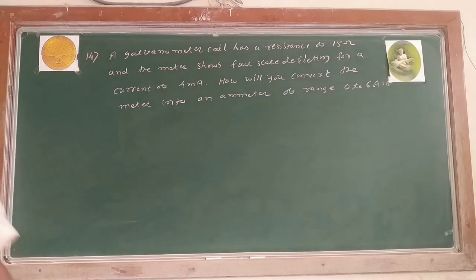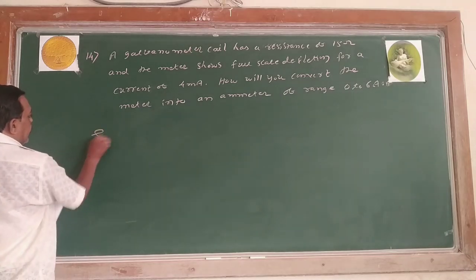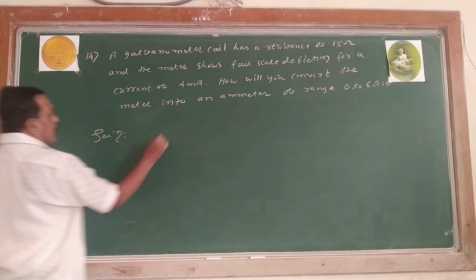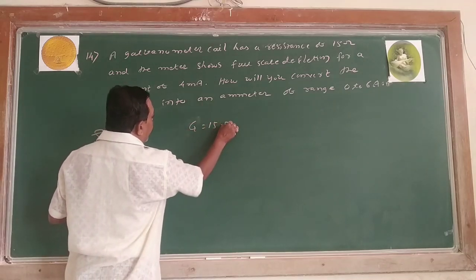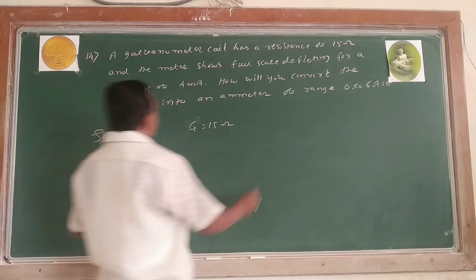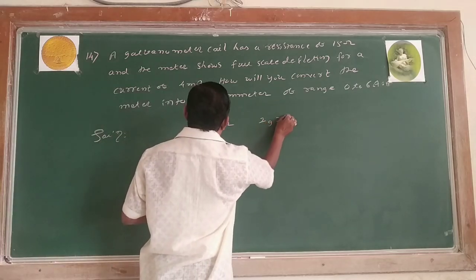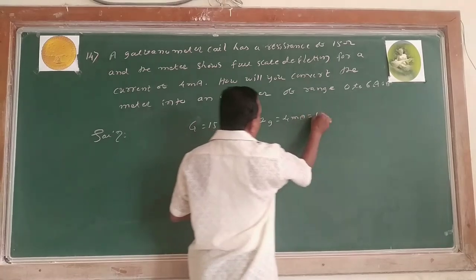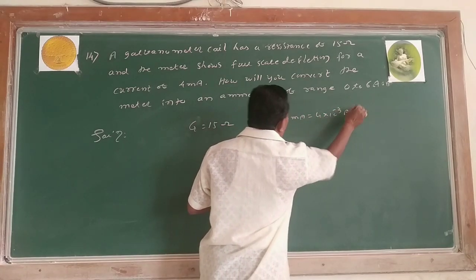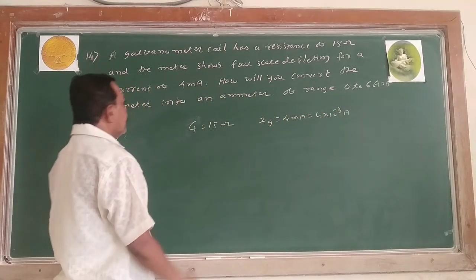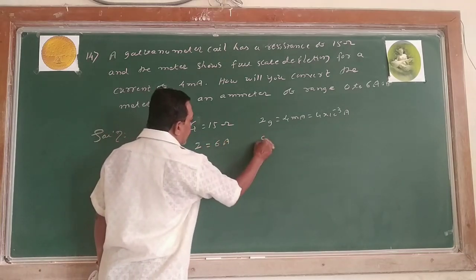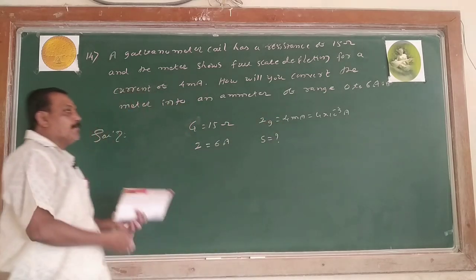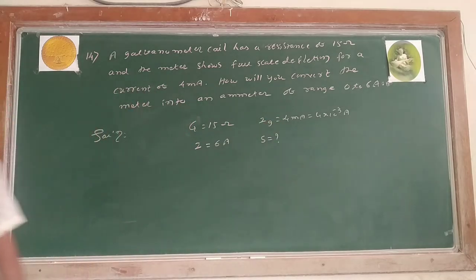सॉल्यूशन क्या क्या दिया सर? देखो, resistance of galvanometer G is 15 ohm, full scale deflection Ig is 4 milliampere, 4 into 10 to the power minus 3 amp. The range of the ammeter I equals 6 ampere. What is the small resistance connected in parallel with the galvanometer? That small resistance is also called shunt resistance.